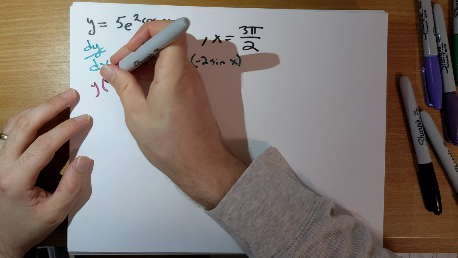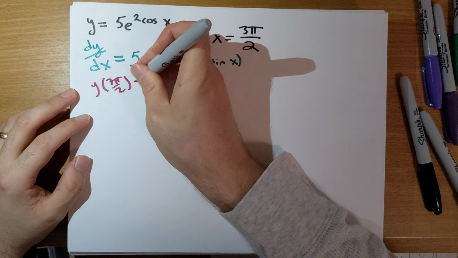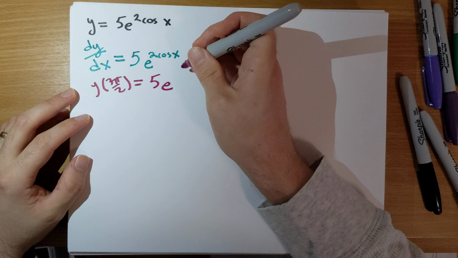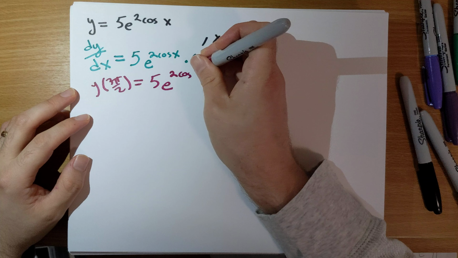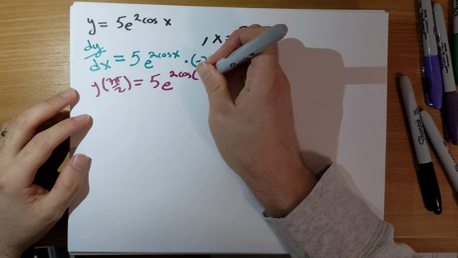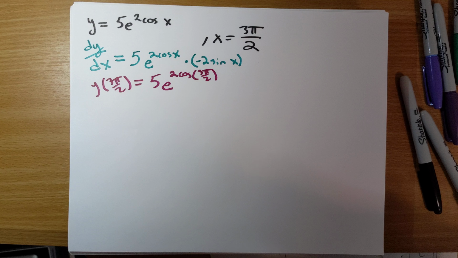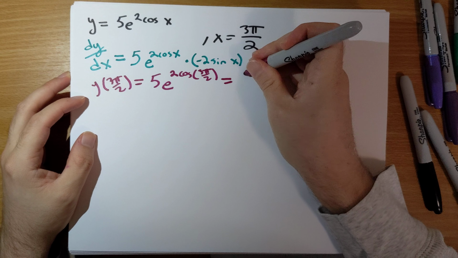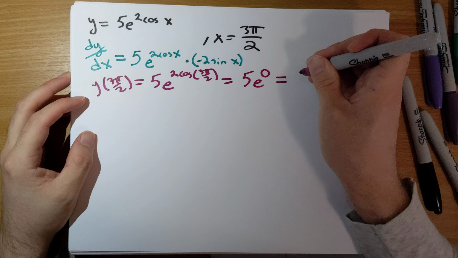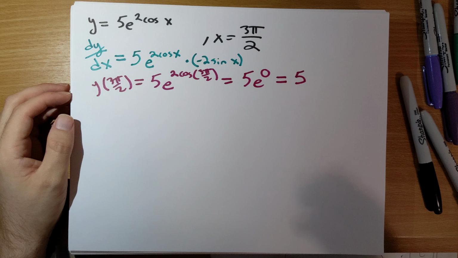So y of 3 pi over 2 is 5e to the 2 cosine of 3 pi over 2. Cosine of 3 pi over 2 is 0. So this is 5e to the 0. E to the 0 is 1, so this is 5.